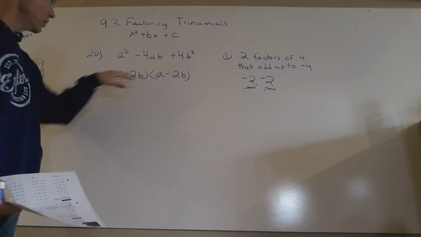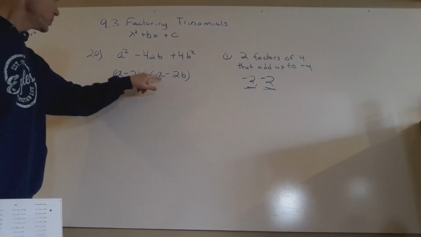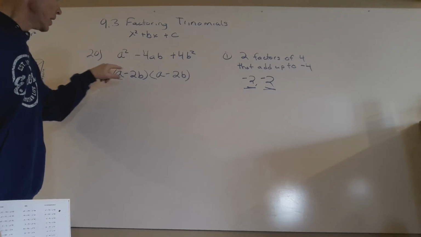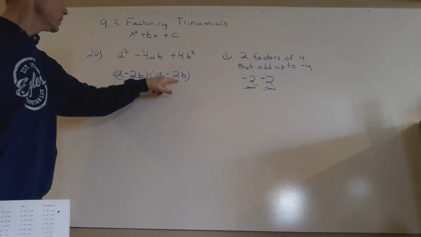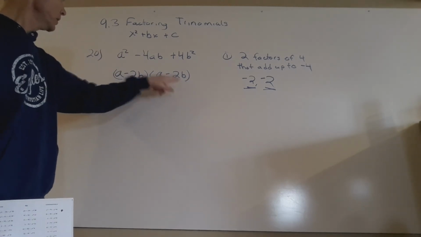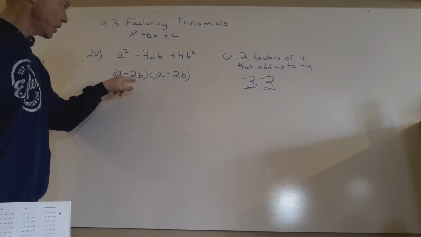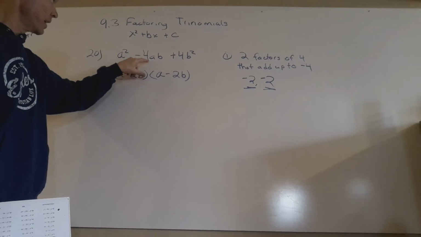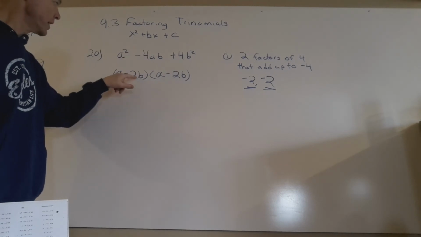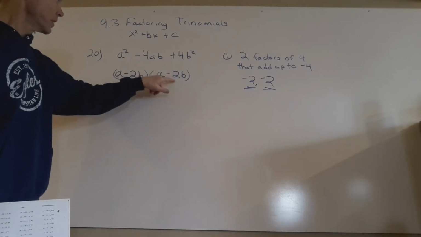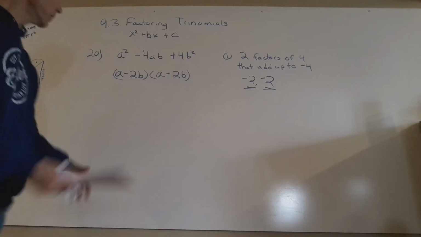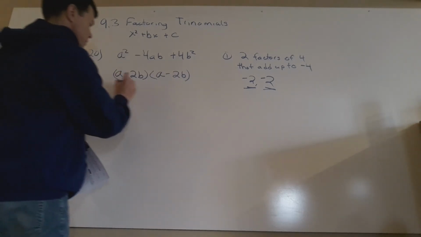If you go to check your work, we can do this. Make sure that our stuff is correct. A times a squared. A times negative 2b, negative 2ab. Negative 2b times a is another negative 2ab. Combine them together to be negative 4ab. And then the last, negative 2b times negative 2b is a positive 4b squared. So there is your answer.